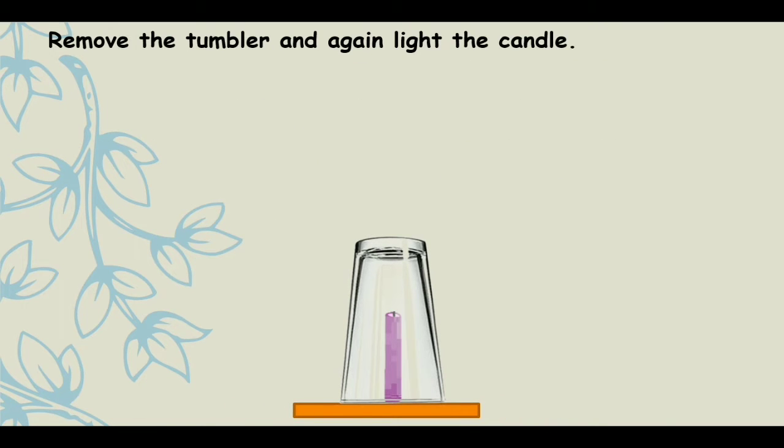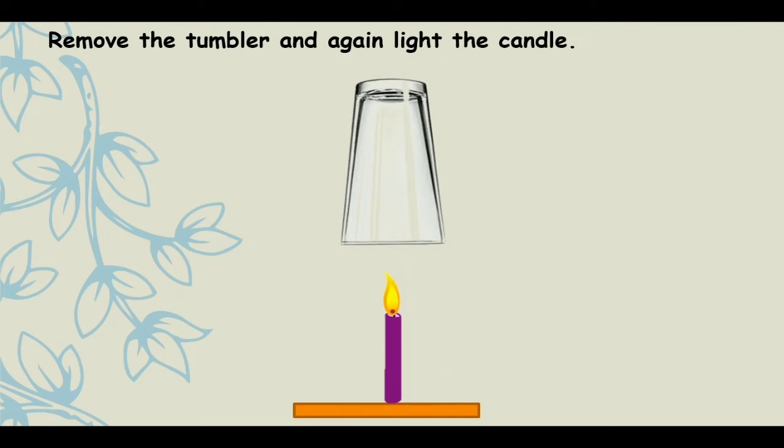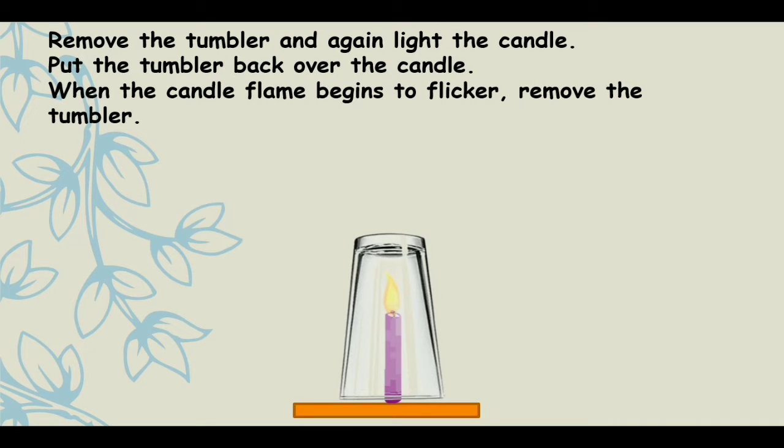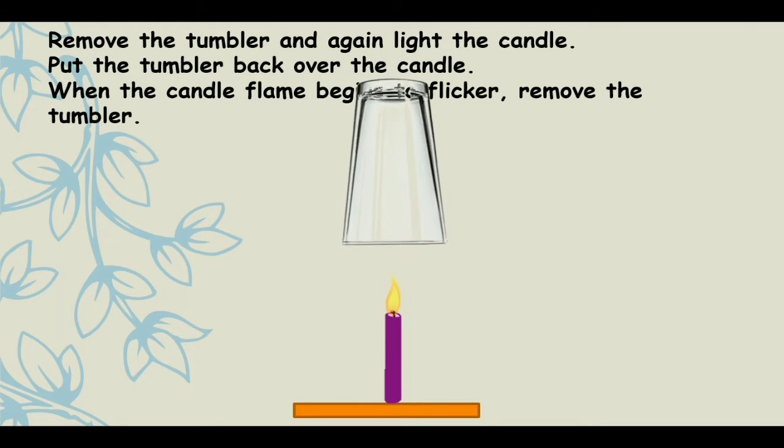And again remove the tumbler and light the candle again. Put the tumbler back over the candle and leave a little gap at the bottom so that the flame tries to flicker. When the candle flame begins to flicker, remove the tumbler and the flame continues to burn.